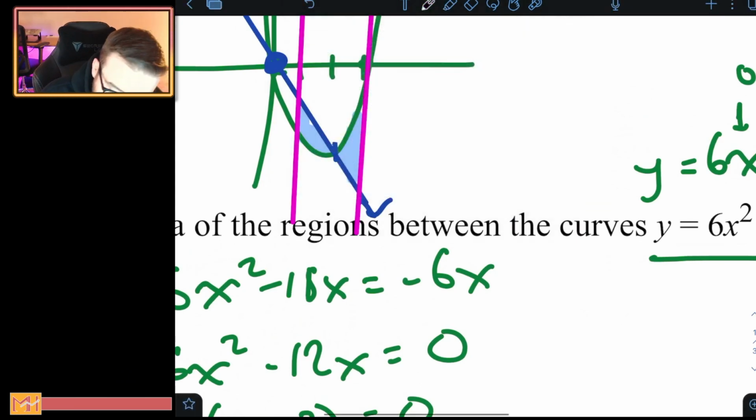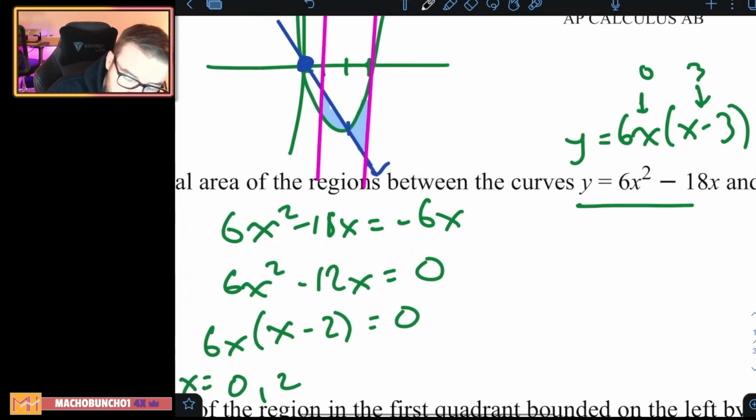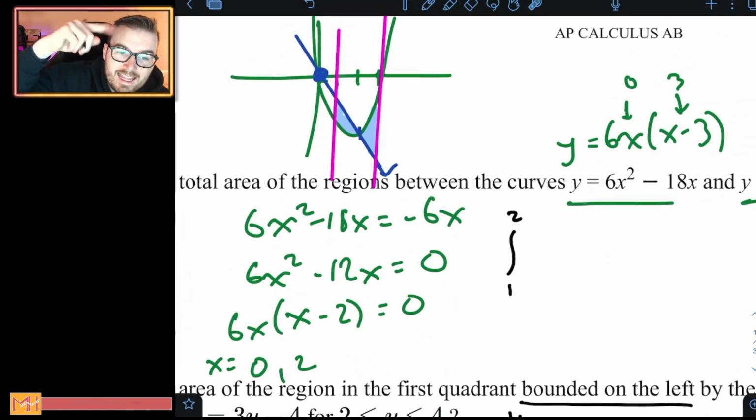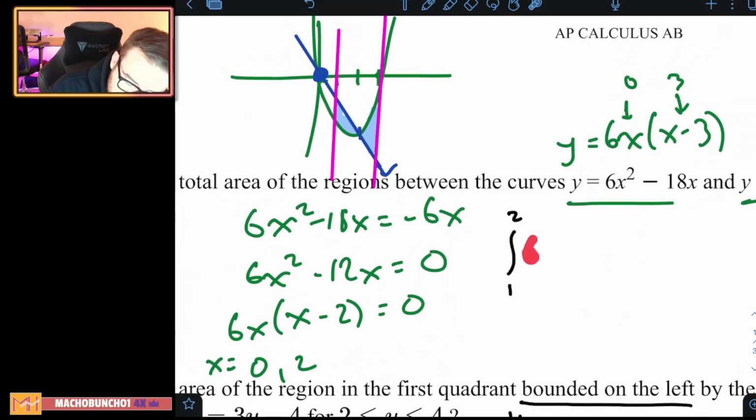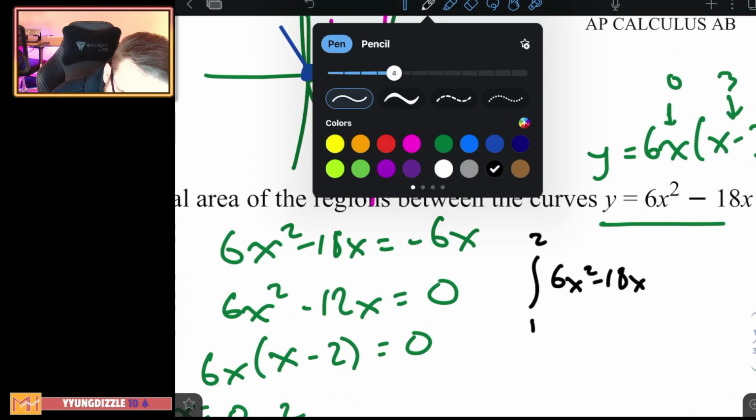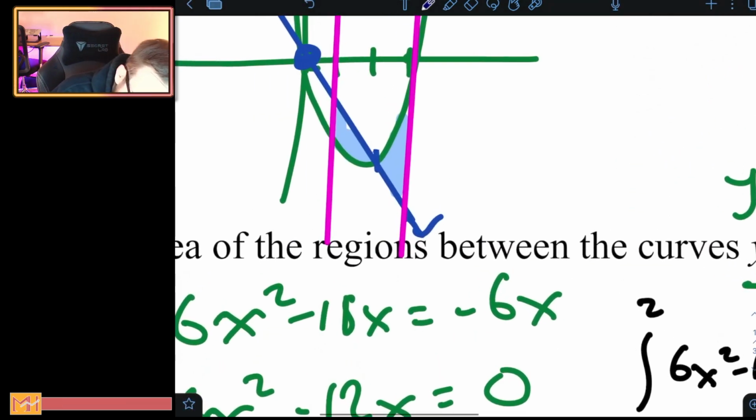So the math that ends up happening here is we want the integral from 1 to 2, this region. Which function is lower? The parabola initially. So we're trying to find the difference. Let me super zoom in. We're trying to find this distance, right? Like how far apart are they? And then we'll need this distance.